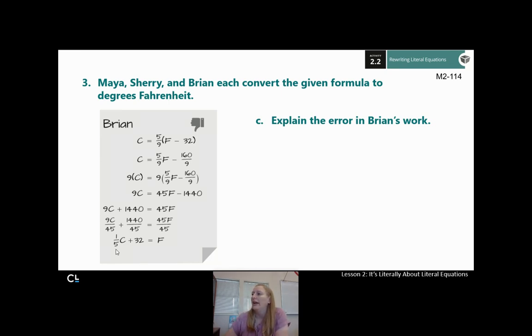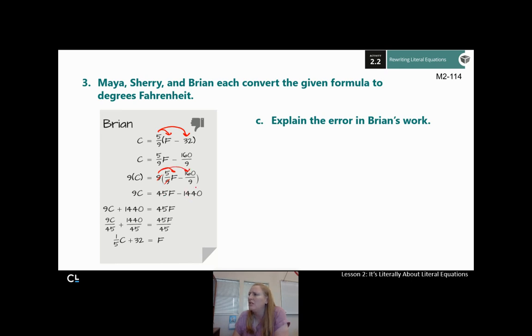All right, what's going on, Brian? It looks like he distributed well. So good. So he didn't make the mistake Sherry did. He did distribute quite nicely. That's good. So 5/9 F minus 160 over 9. Maya did the same thing. Good on you, Brian. It looks like his next step was that he multiplied both sides by 9 to get rid of the fractions. Good call, Brian. We know that's what Maya did as well. So he distributed, so those canceled out.